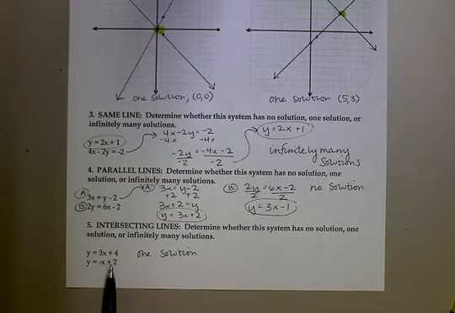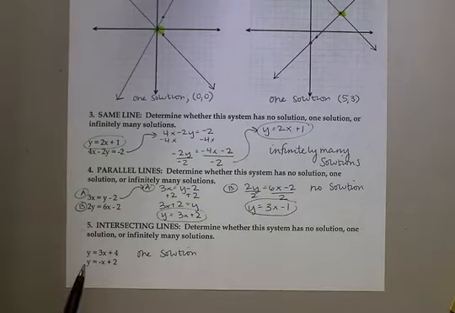Okay, naming the solution, you could graph these two equations and see where they intersect, see the point where they cross. That would be your solution. Over the next couple of lessons, we're going to find other ways to find the exact one solution for a system of equations with intersecting lines.